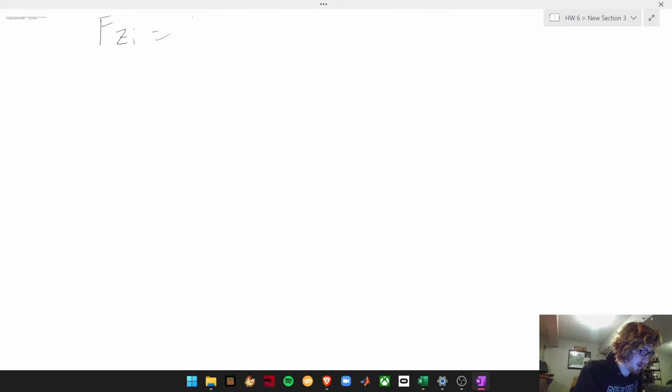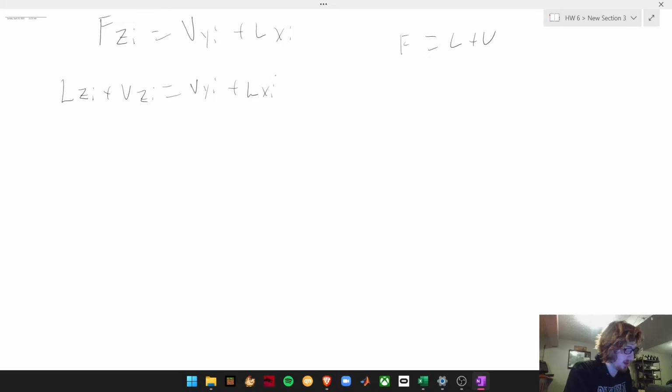F zi equals V yi plus L xi, and we know that F equals L plus V. So substituting L plus V in for F, and I'll skip a step here, we have L zi plus V zi equal to V yi plus L xi. And then from here, we want to isolate the terms with the coefficient of L and the coefficient of V to their own sides. So we'll say L zi minus L xi is going to be equal to V yi minus V zi.